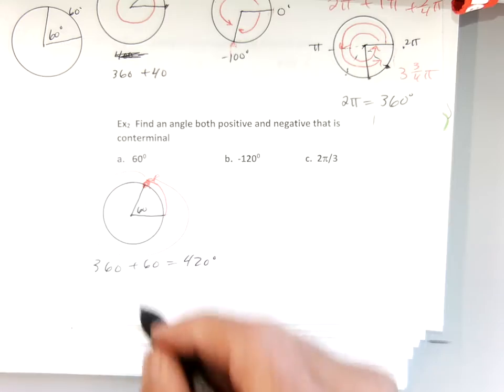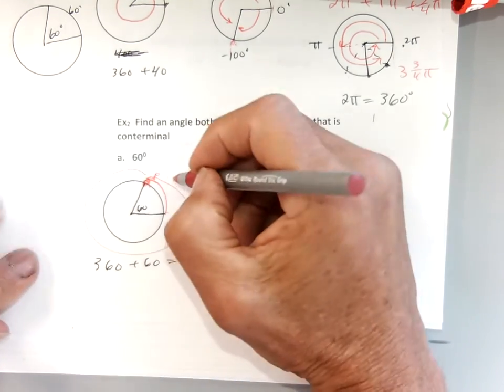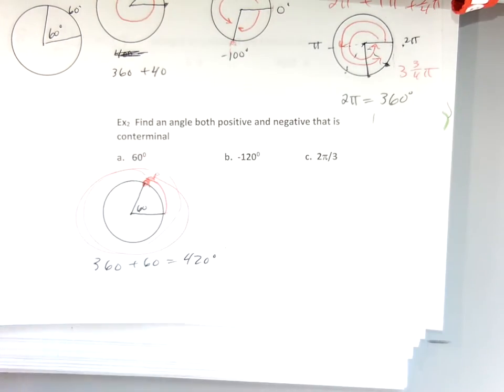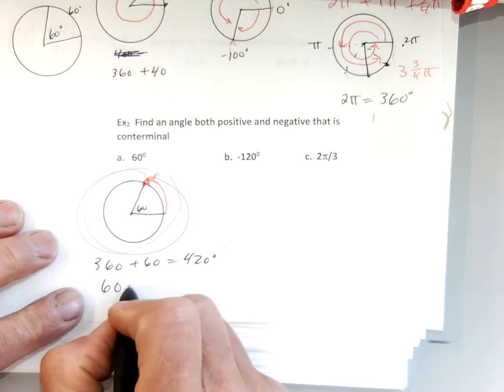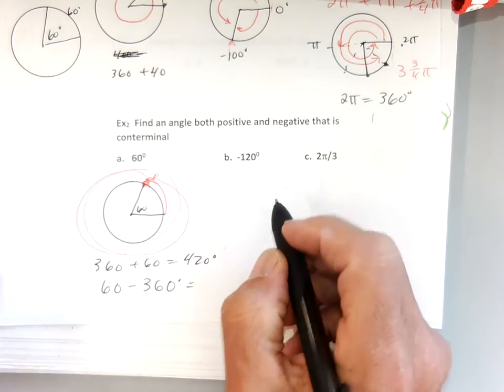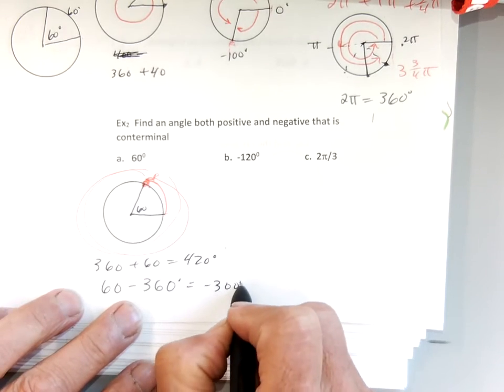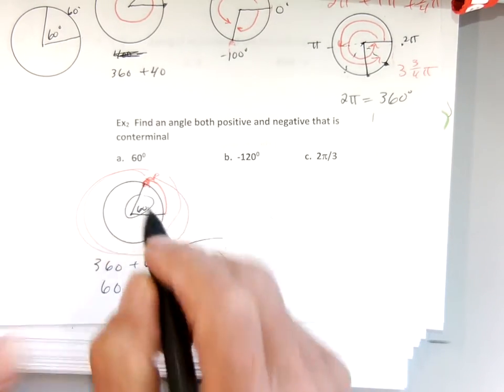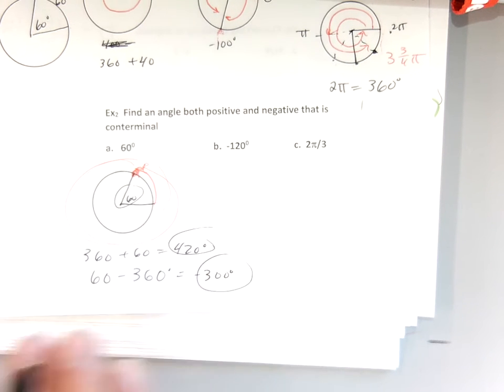Now I could also rotate it backwards, right? If I take my 60 and rotate it backwards, I would take 60 degrees minus 360 degrees, because I'm going to rotate it backwards, which puts me at negative 300 degrees. All three of these angles, as far as a rotation, put me in the exact same position. Okay, you right with that?